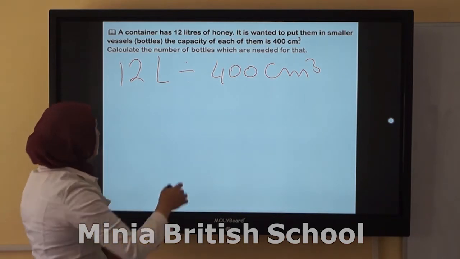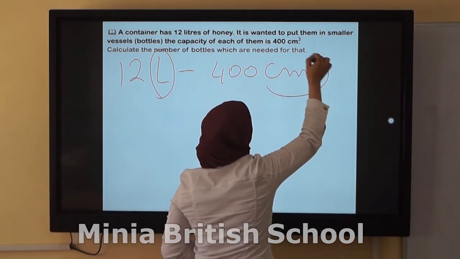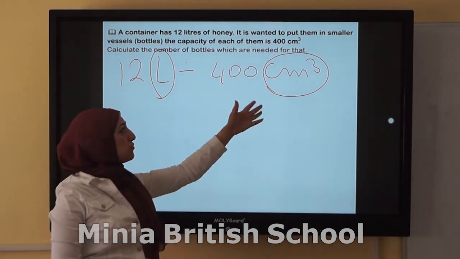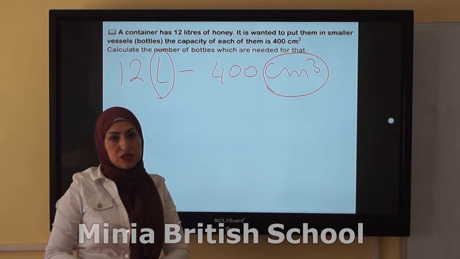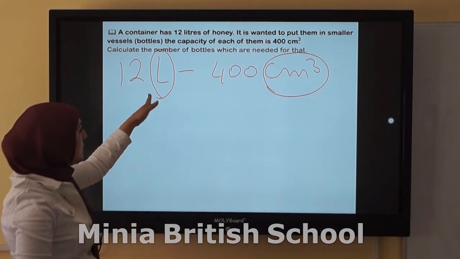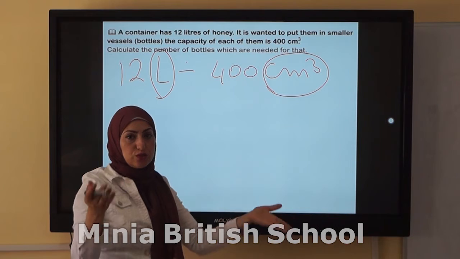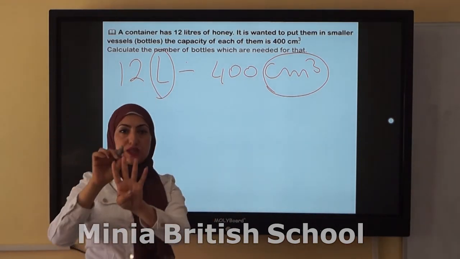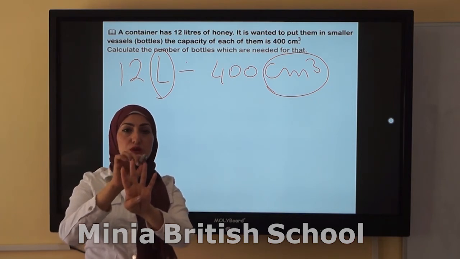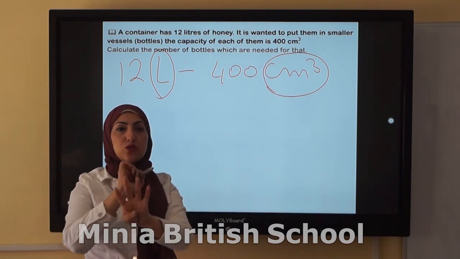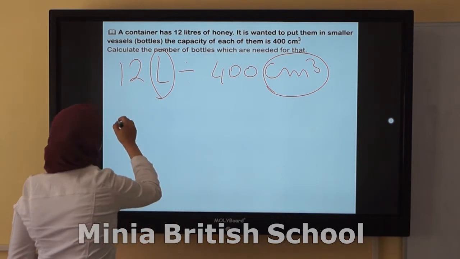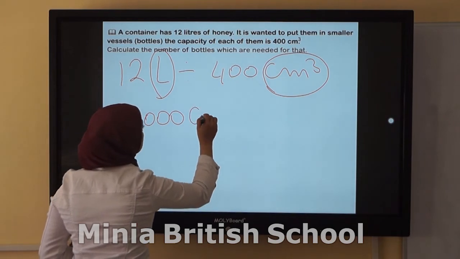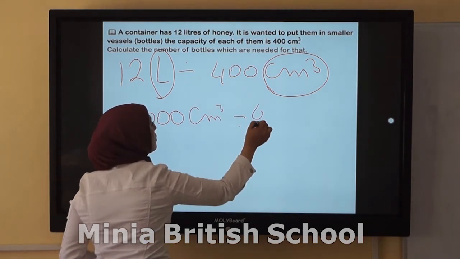But pay attention here, there are two different units, and to make any operation you have to unify the units. So I want here to convert the liters into cubic centimeters to divide them. To convert liters, as we said, it's cubic decimeter. I want to convert it to cubic centimeters, so it will be multiplied by 1,000. So here it will be 12,000 cubic centimeters divided by 400.